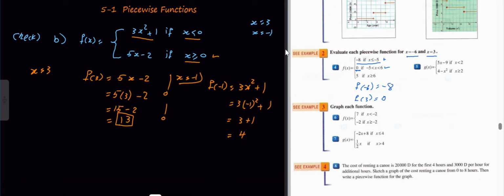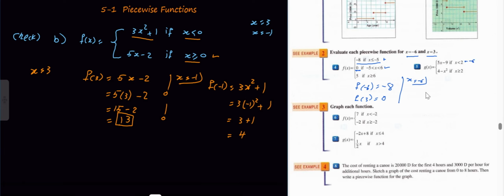But for this one, it's different, for example, number 5, because we have x. If we have x, it will be different. We have x equals -6. First, we have to plug this one. Is -6 less than 2? Yes. So we can put -6 in the second one.